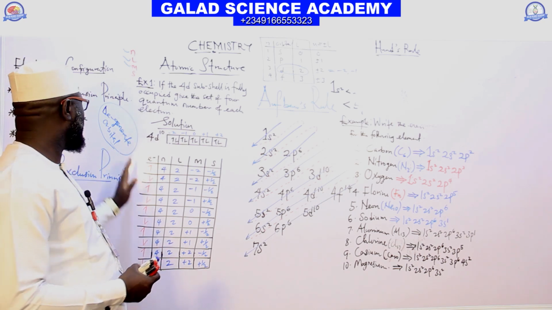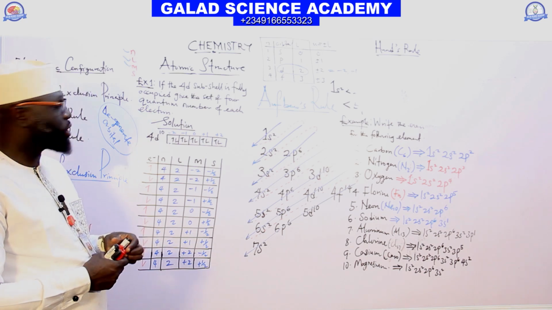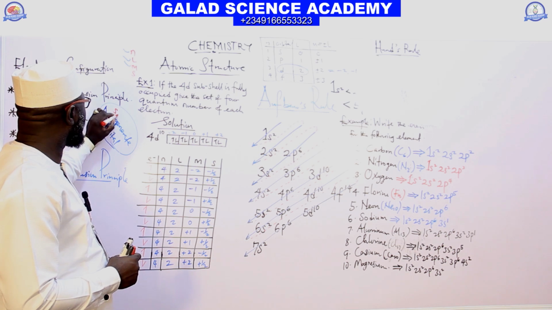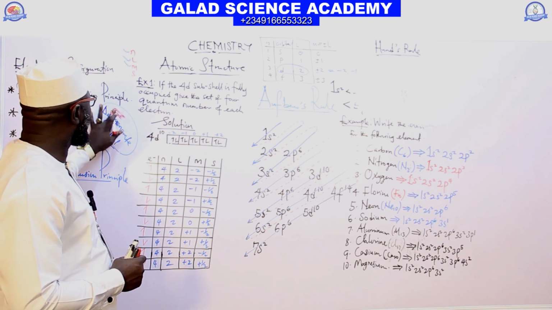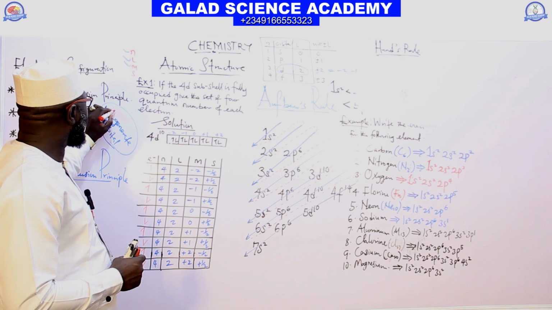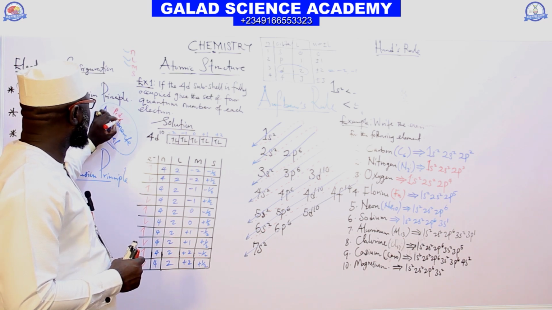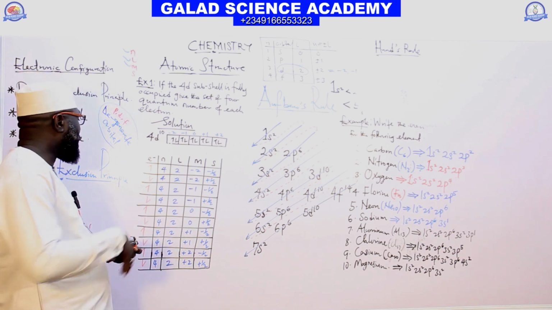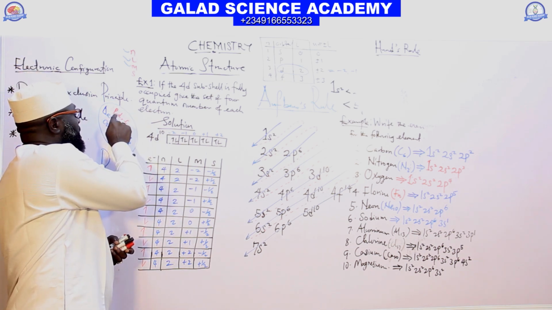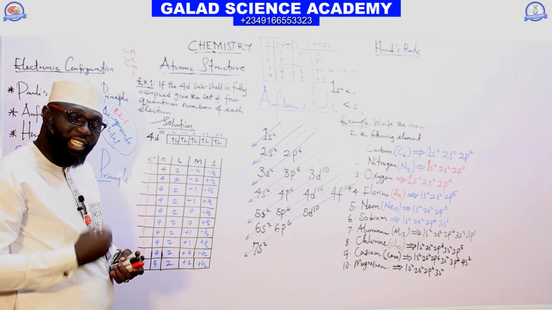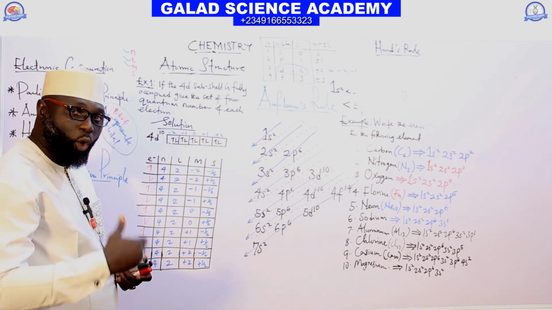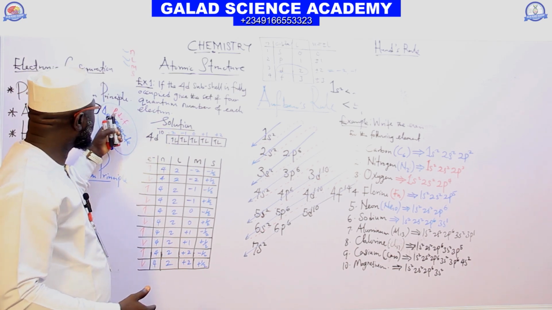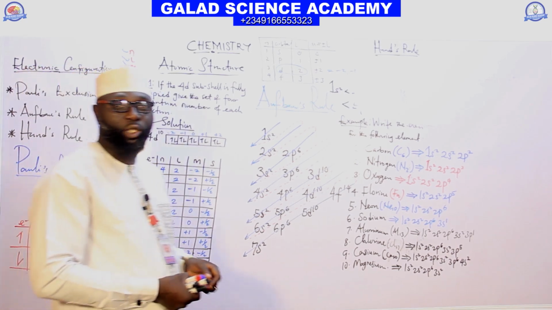And these degenerate orbitals comprise of three what? Orbitals, which is what? P, D, F. So orbitals of the same energy level are called degenerate orbitals. They are orbitals that have more than one subshell. They are called degenerate orbitals: P, D, F.